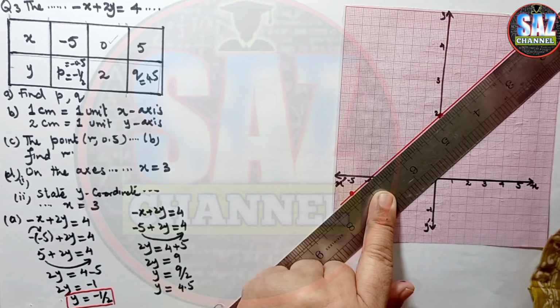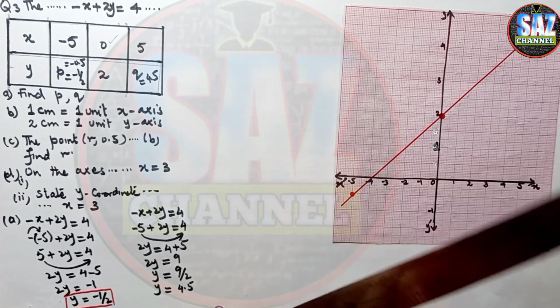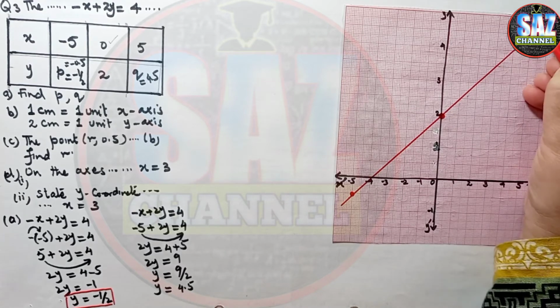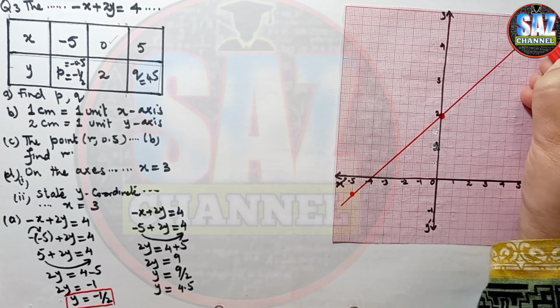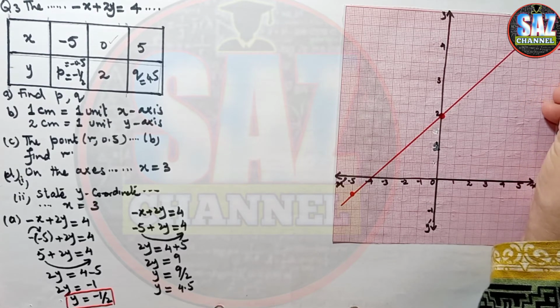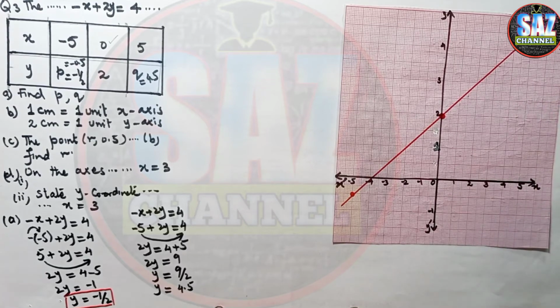I'm making this line bold for you, otherwise you have to use a pointed pencil. And this is the line. After drawing the line, we have to label the line: this is minus x plus 2y equals 4. I hope you are clear about this part.